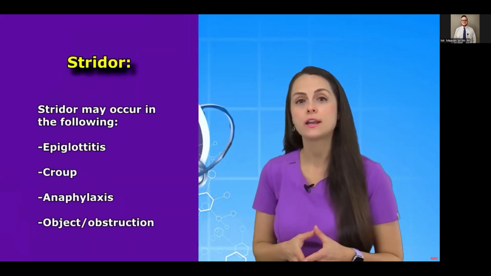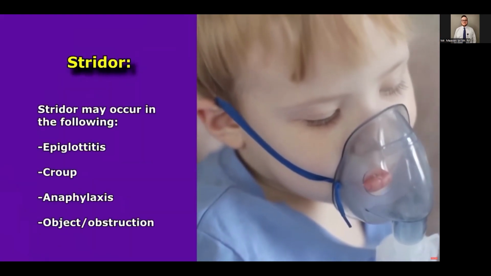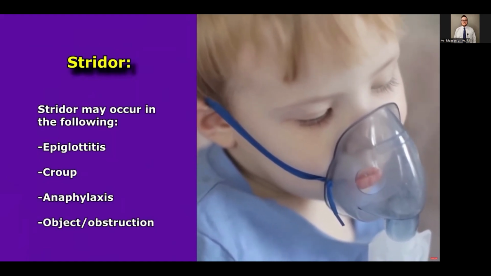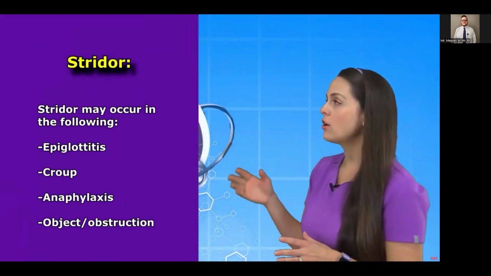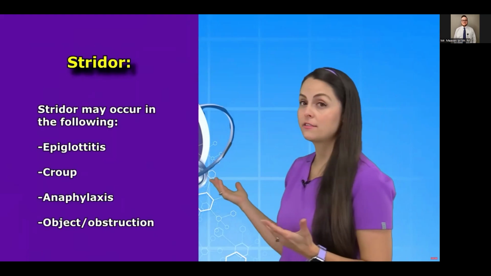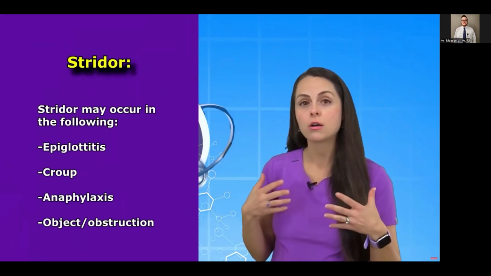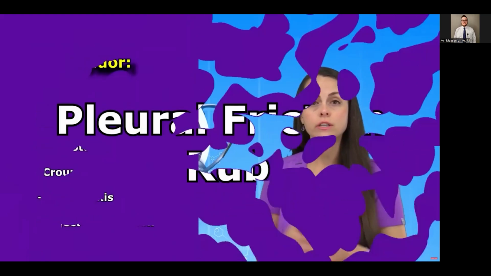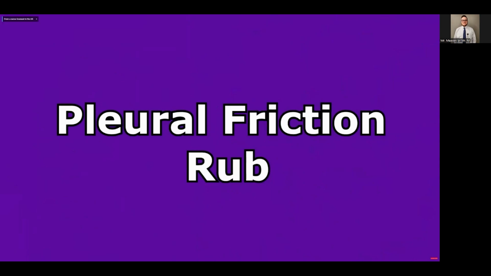Now, stridor can be caused by cases of epiglottitis or croup, where you may hear it referred to as a barking cough in the pediatric population. It can also be caused in cases of anaphylaxis or if there is an object stuck in this throat region. Finally, we have pleural friction rub. So let's listen to some audio of what a pleural friction rub may sound like.